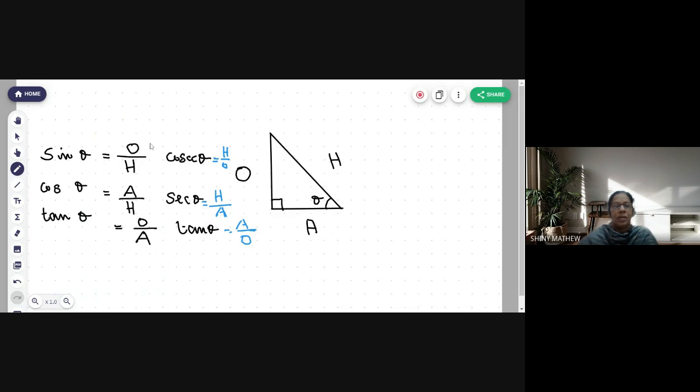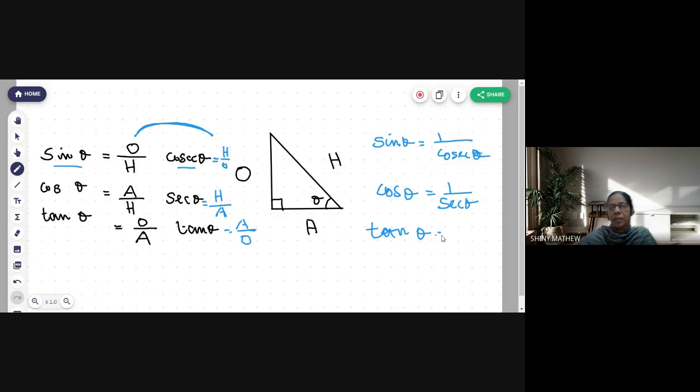Now you see, can you say any relation between sine theta and cosec theta? Sine theta is opposite side by hypotenuse, but cosec theta is hypotenuse by opposite side. That means these are reciprocals. So we can write sine theta is 1 by cosec theta. The same way, cos theta is 1 by sec theta, and tan theta is 1 by cot theta.